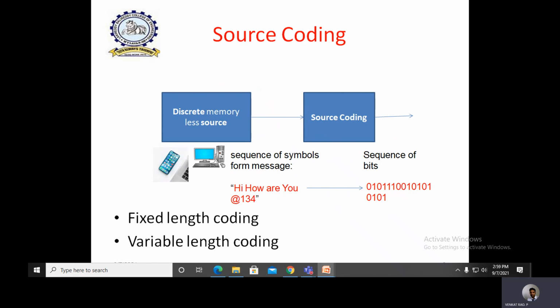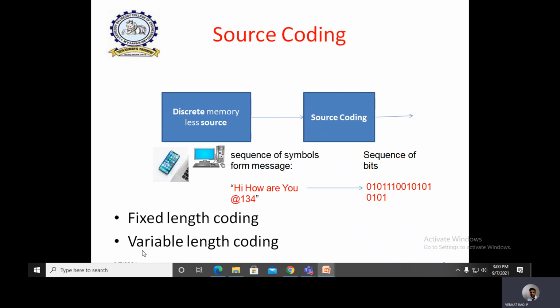Generally, we have two categories. One is fixed length coding and the other is variable length coding. So what is the meaning of fixed length coding? Here the name indicates it is fixed. So what is fixed here? Length of the code. What is the meaning of length of the code? If 3 bits are assigned for each symbol in that message, and for the second symbol also 3 bits, and for the third symbol also 3 bits, that means the number of bits assigned to each and every symbol is fixed, it is constant, and that is known as fixed length coding.